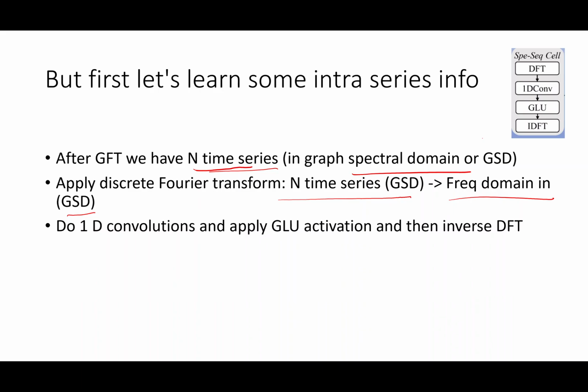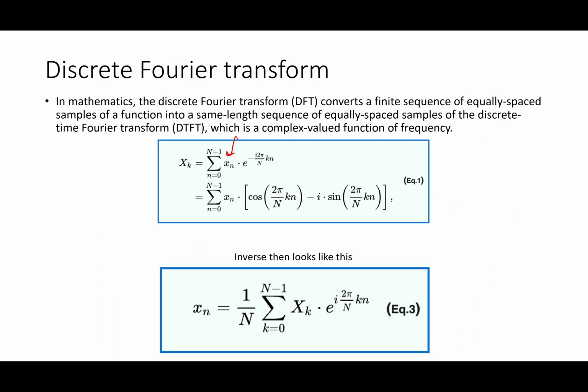So now we do 1D convolutions and apply GLU activation and inverse DFT. Okay, what does this mean? So first of all, discrete Fourier transform. Again, I'll sound like a broken record, but this is what Fourier transform is: express one thing in terms of other things. Xn here is one thing, and e raised to minus iota 2 pi over n kn is the other things, and that is our basis vector. So this is basically nothing but a basis change. That's what Fourier transform is.